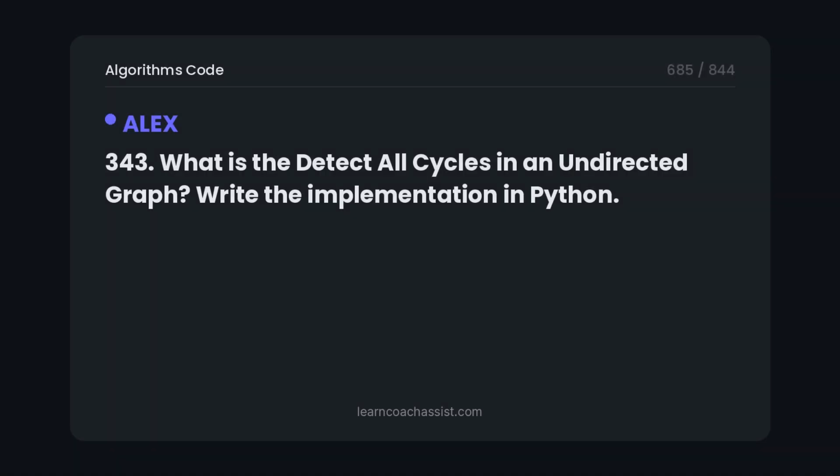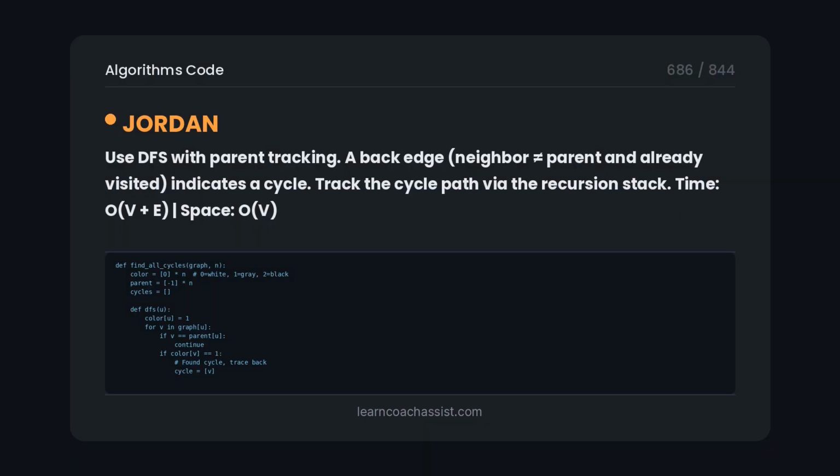343. What is the detect all cycles in an undirected graph? Write the implementation in Python. Use DFS with parent tracking. A back edge, where the neighbor is not equal to the parent and already visited, indicates a cycle. Track the cycle path via the recursion stack. Time O(V+E), space O(V).